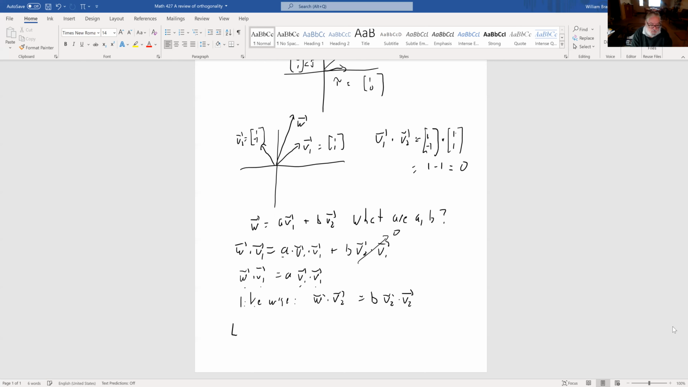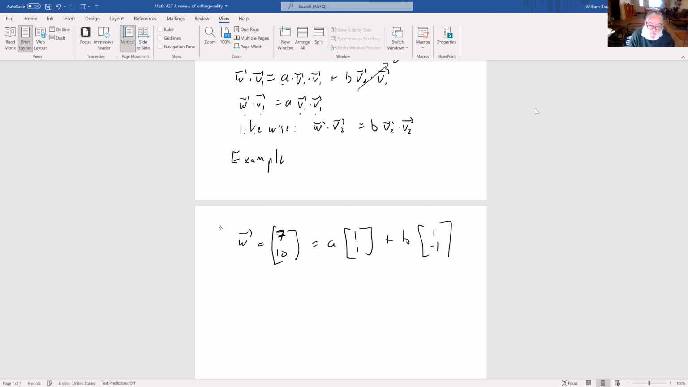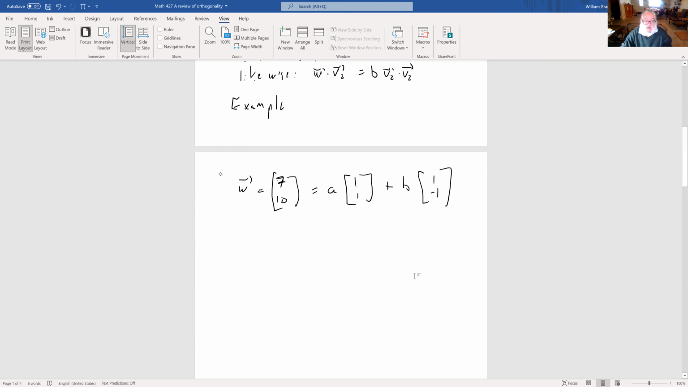Let's do an example, but I think I have to add a page real quick. Okay, so let's take an example here. Suppose W is the vector 7, 10. And that should be equal to A times our vector V1, which was 1, 1, plus B times our vector 1, minus 1. We want to know what A and B are.